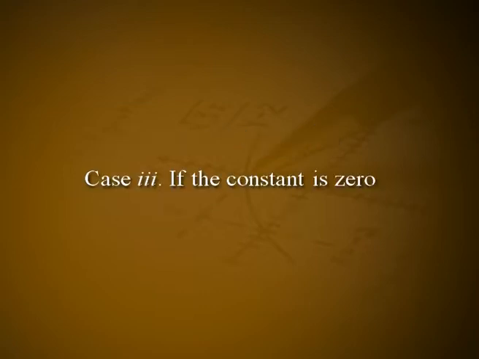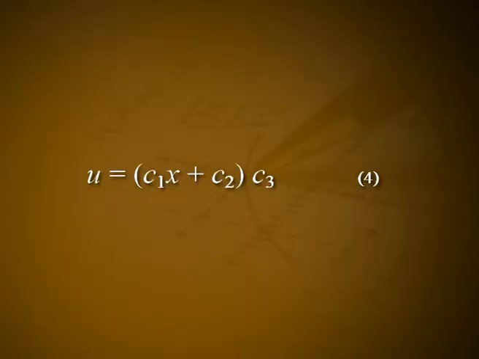Case 3: if the constant is 0. In this case, we will get two ordinary differential equations, X″ = 0 and T′ = 0, whose solutions are X = c1 x + c2 and T = c3, where c1, c2 and c3 are arbitrary constants. Therefore, the general solution of the equation is u = (c1 x + c2) c3. Let it be equation number 4.